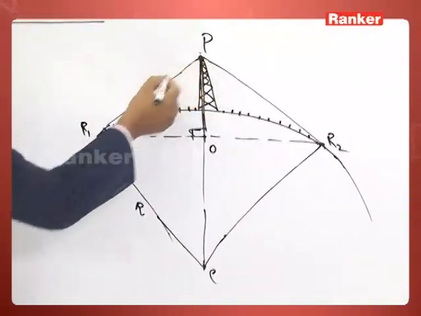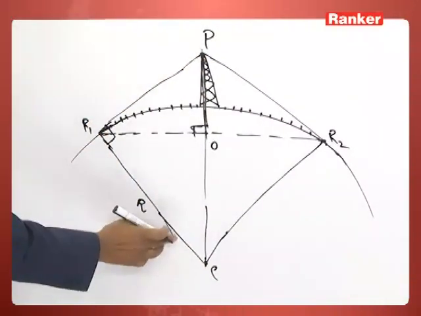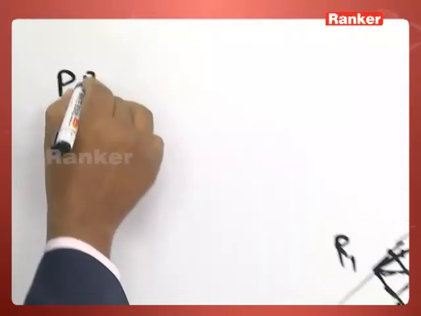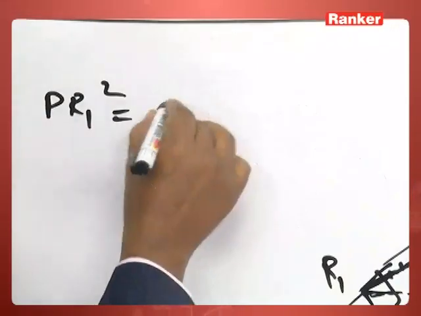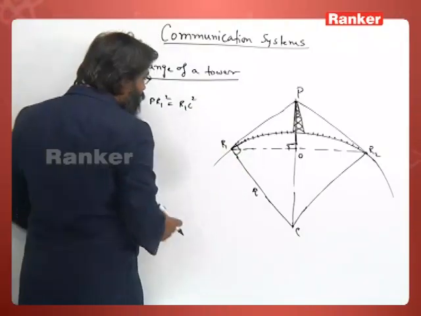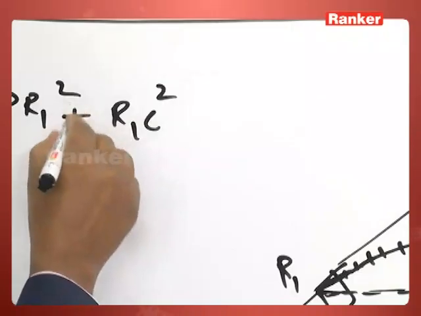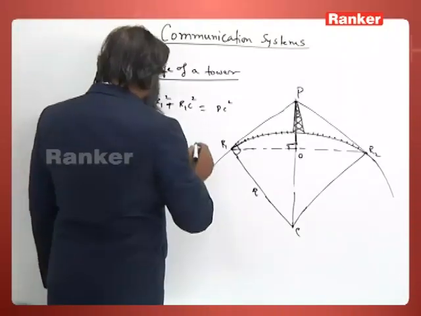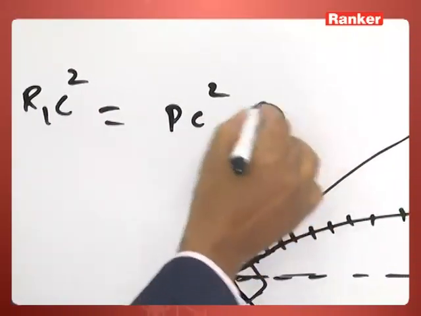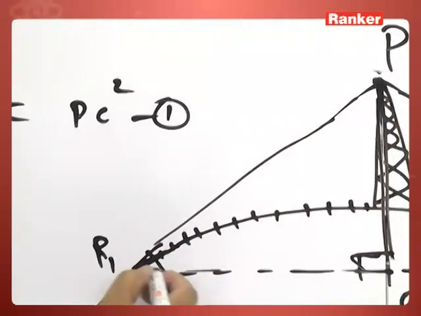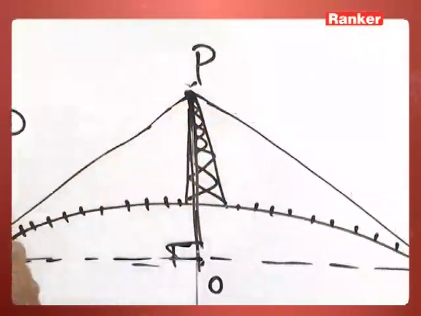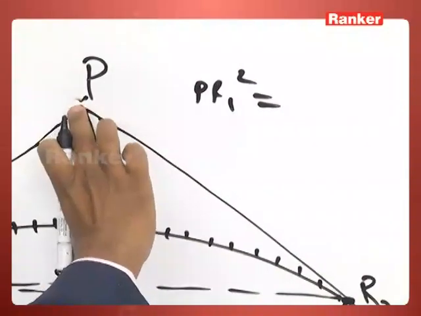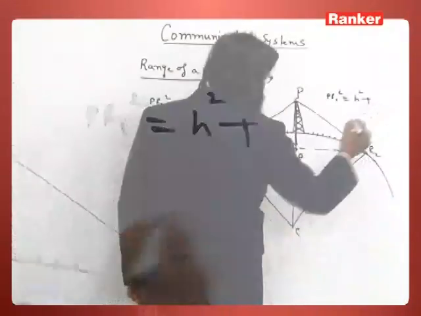Applying the Pythagoras theorem between P, R1 and C, we have P R1 square plus R1 C square is equal to PC square. This is equation number 1. We can separately find P R1 square by using this triangle. Suppose this distance is negligibly small, so this height is h. So, h square plus this.